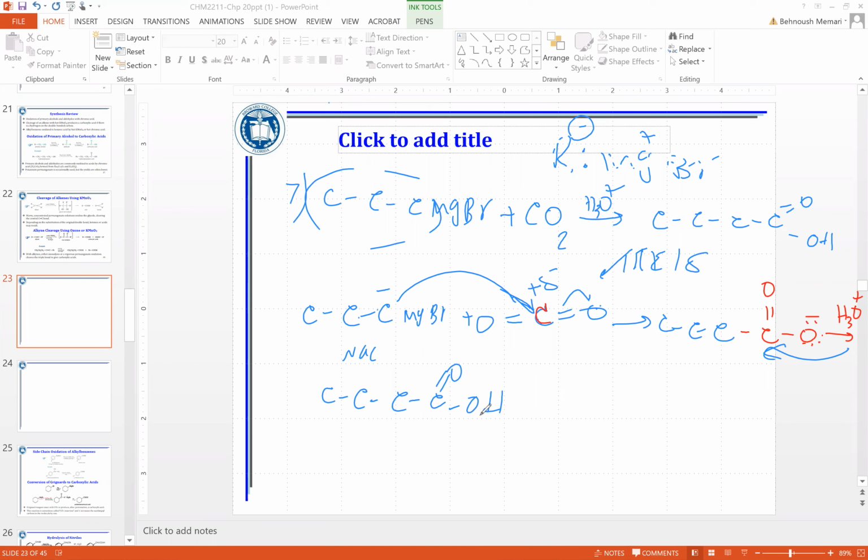Any questions so far? So Grignard plus CO2 would give you a carboxylic acid, a carboxylic acid with the addition of 1 carbon. So if you want to make a carboxylic acid with 4 carbons, your Grignard should carry 3 carbons only, because you are adding CO2, and the CO2 is going to give you the next carbon, the 4th carbon.